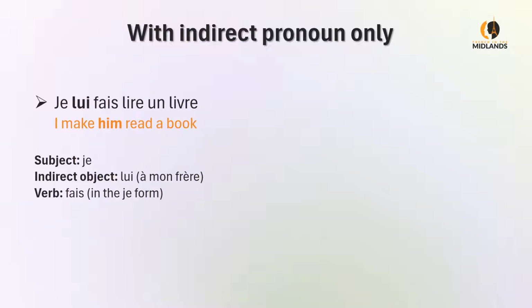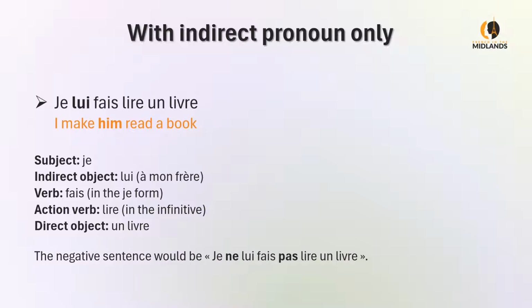The verb is fait in the je form again. The action verb is still lire in the infinitive. And the direct object is still un livre. The negative sentence would be je ne lui fais pas lire un livre. And the reason pas is after fait is because it's the active verb. It's the one that's conjugated.